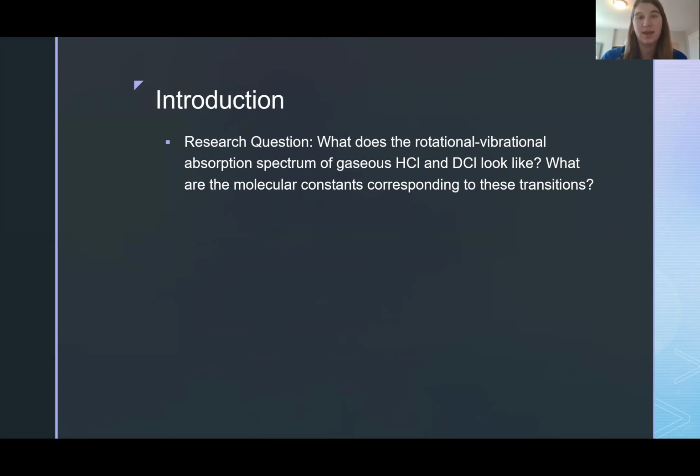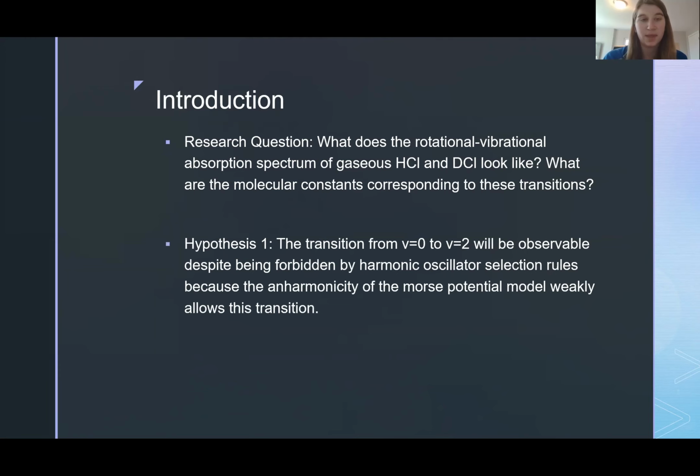The research question then is, what do the rotational and vibrational absorption spectra of gaseous HCl and DCl look like? What are the molecular constants corresponding to these transitions? The first hypothesis is that the transition from V equals 0 to V equals 2, a change of 2 integer values, will be observable despite being forbidden by the harmonic oscillator selection rules, because the anharmonicity of the Morse potential model weakly allows this transition.